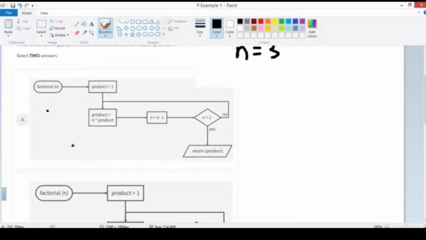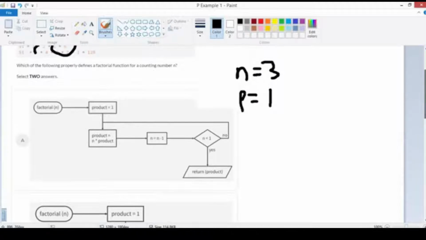With the first one, starting with A. If we do the factorial of n, which is 3, we start off by setting product equal to 1. Next, product equals n times the product. n is currently 3, product is currently 1, so 3 times 1 means product is now equal to 3. We set n equal to n minus 1, so n is now 3 minus 1, which is 2. We ask if n is less than 1, which it is not.